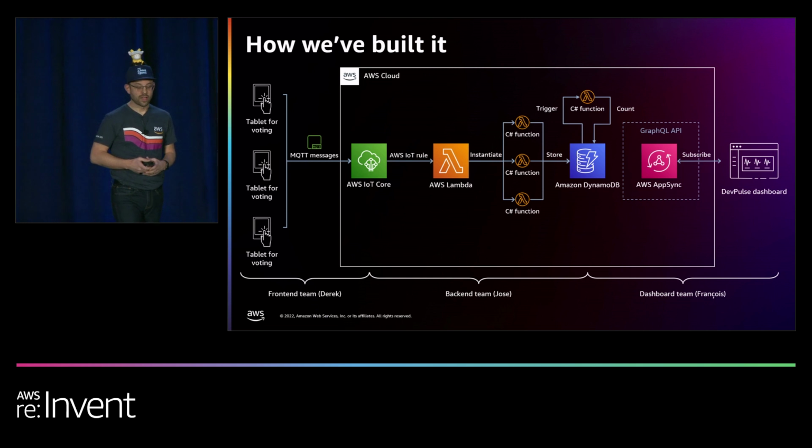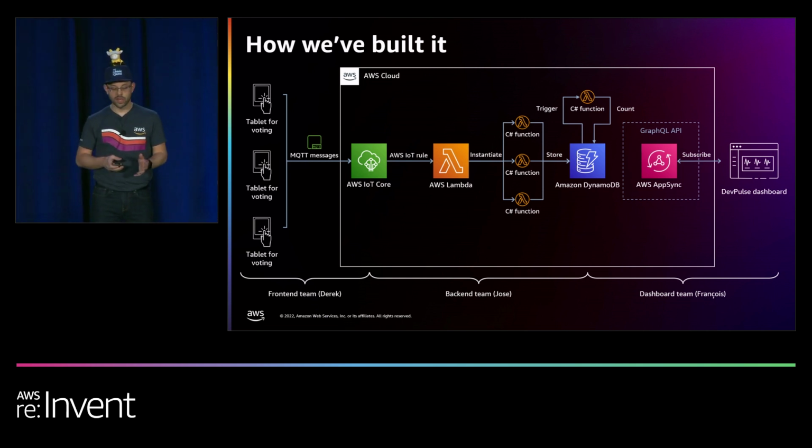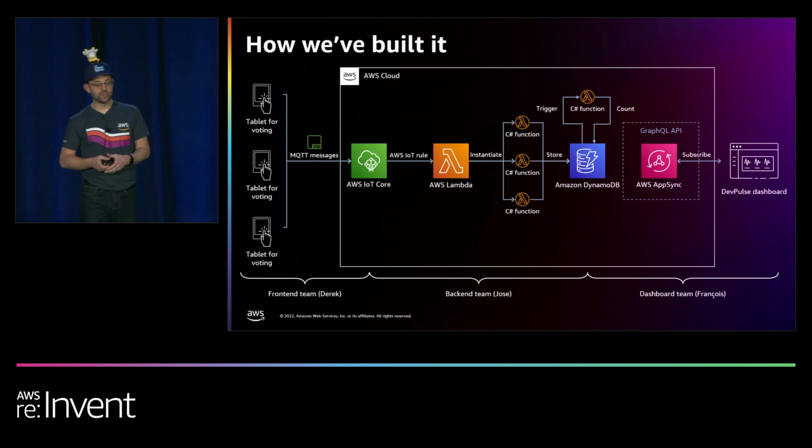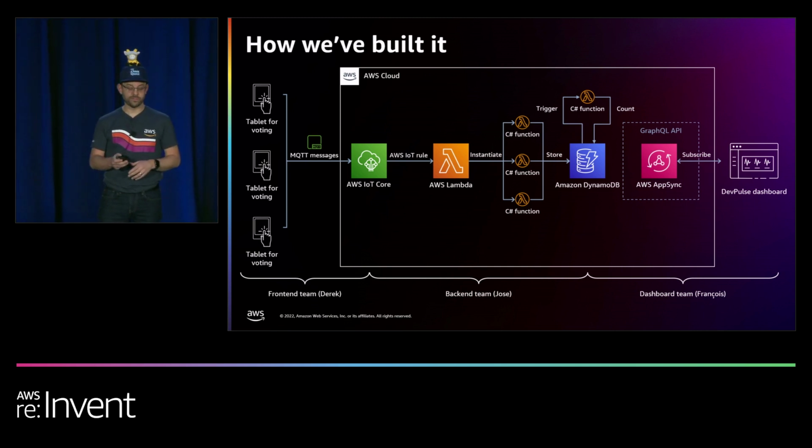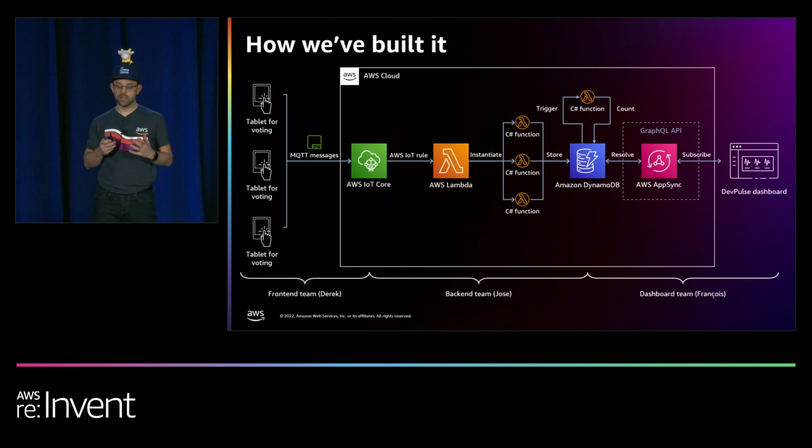So it queries a GraphQL API. So the dashboard queries a GraphQL API to get the poll results. So we use AppSync to serve our GraphQL API. It's a serverless GraphQL and PubSub API service. AWS AppSync integrates with DynamoDB to resolve the data that we request.